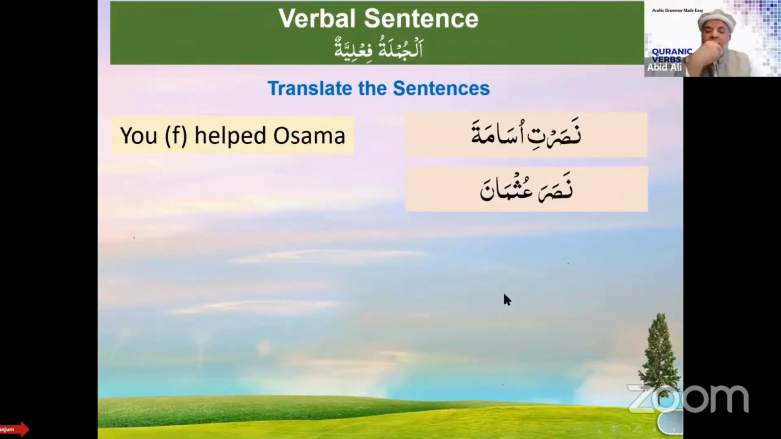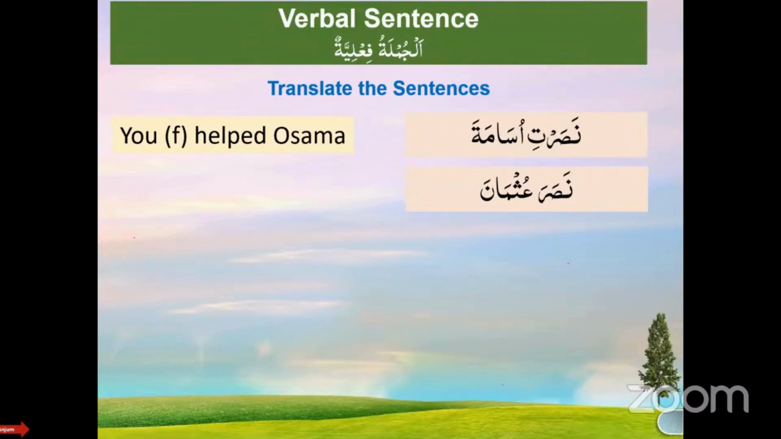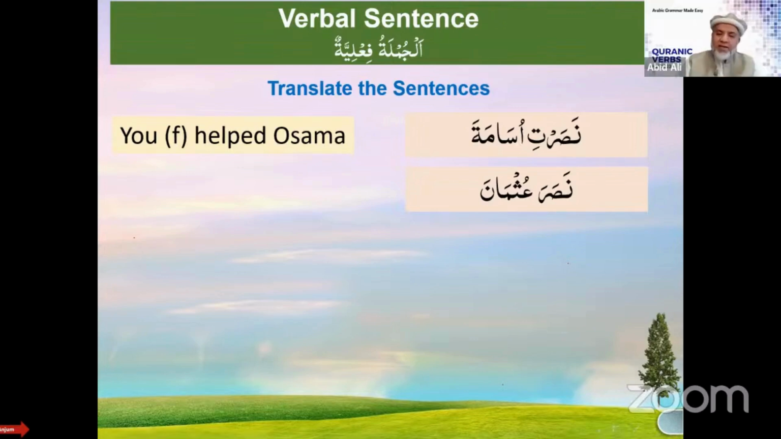So how did you figure that Usman is the maf'ul? In the state of Nasab. Nasab, mashallah. And Nasara is the siga number 1. So he helped Usman. You see, if you don't pay attention, you can easily miss these little things.